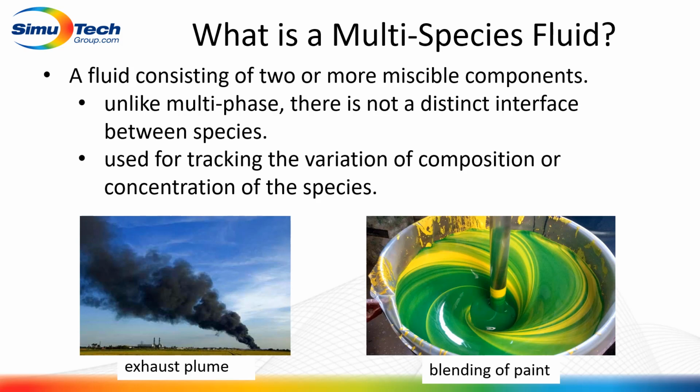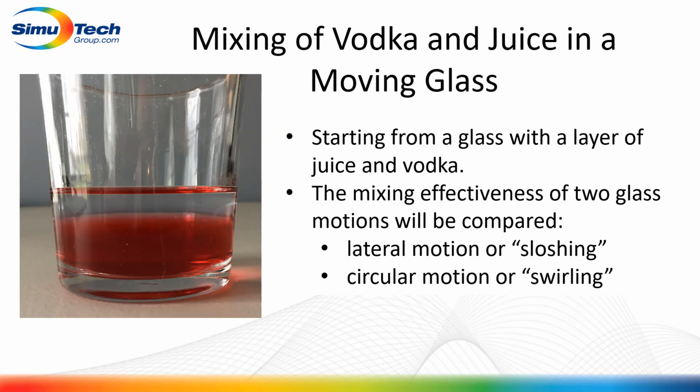What is a multi-species fluid? It is a fluid consisting of two or more miscible components. Unlike multiphase, there is not a distinct interface between species. This approach is used for tracking the variation of composition or concentration of species. For example, multi-species would be used to model the concentration of exhaust gases in air or the uniformity when blending paints or drinks. For our demonstration, we'll be simulating the mixing of vodka and juice in a moving glass.